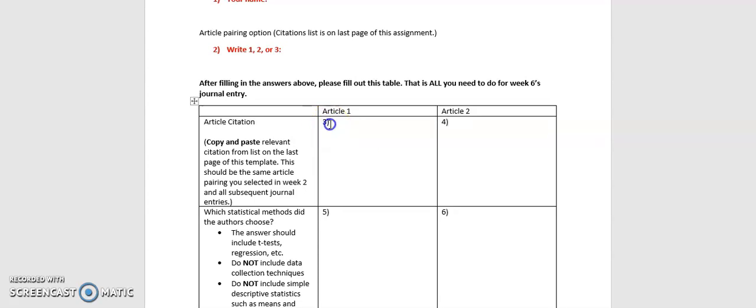Okay. And notice the numbers here. When you receive feedback, particularly problematic feedback in your rubric, these numbers will help you pinpoint what the problem is. So it might say something's wrong with question 2. You know, you omitted question 2, means you didn't write your article pairing 1, 2, or 3.